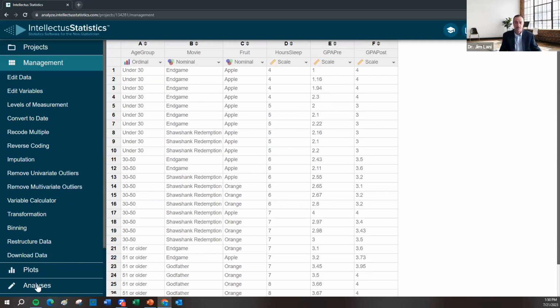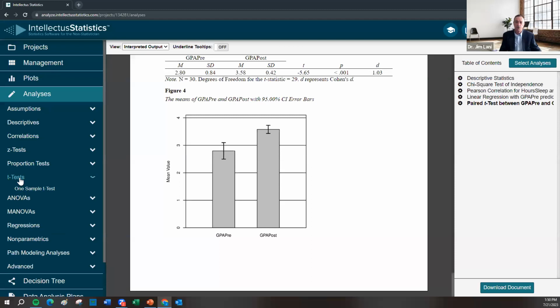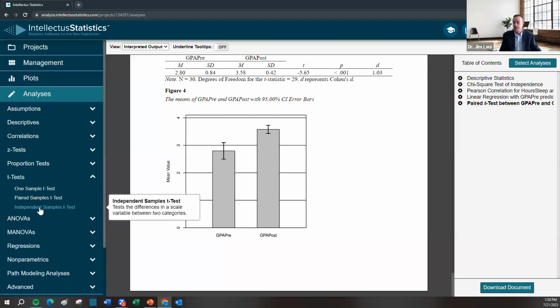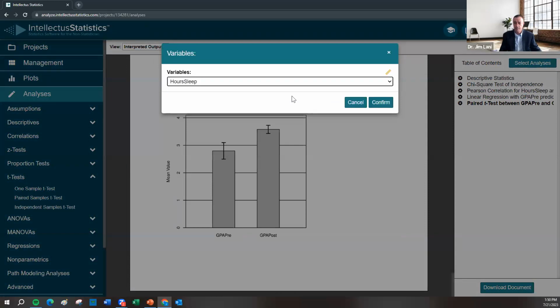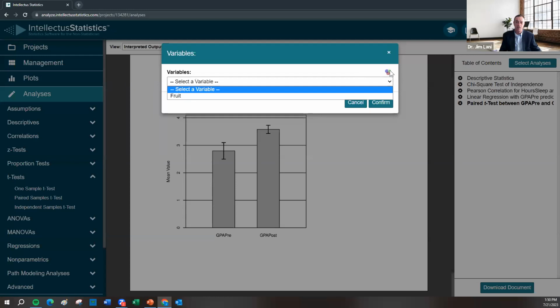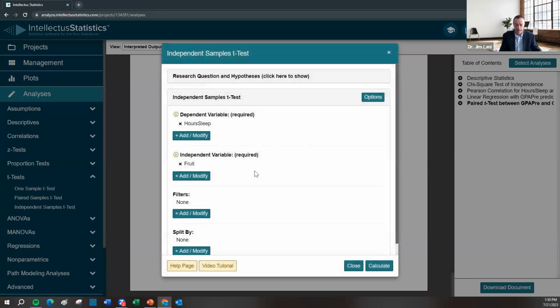So let's find out. I go to t-test again, and I go to independent samples t-test. I'm going to go to my dependent variable, which is sleep, a scale variable. And I'm going to go to my independent variable. By the way, notice the other nominal variables are not showing up, only the dichotomous variable. In this case, I think it's bananas and apples. So we're answering the question, does sleep differ by fruit consumed?